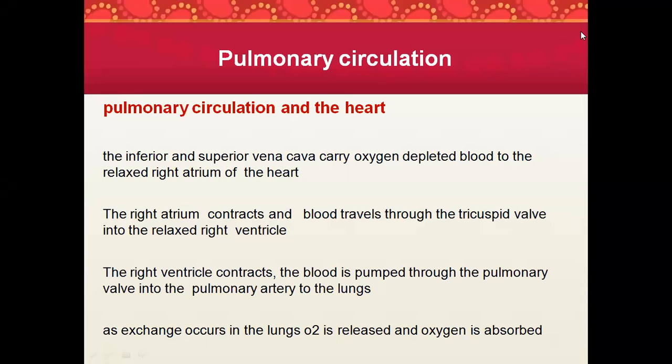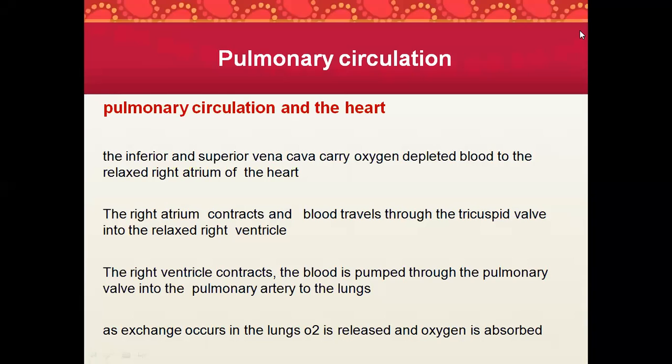Let's continue with the pulmonary circulation and systemic circulation. Okay. So pulmonary circulation in the heart. Your inferior vena cava and your superior vena cava carry oxygen-depleted blood to the relaxed right atrium of the heart.